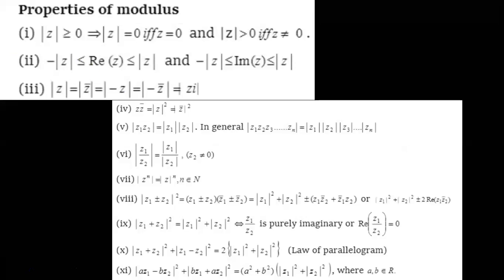So these are the properties. Right, all of you? Mod z is greater than or equal to 0. That means the time is up now, I think. Okay, dear students. So we can continue tomorrow.